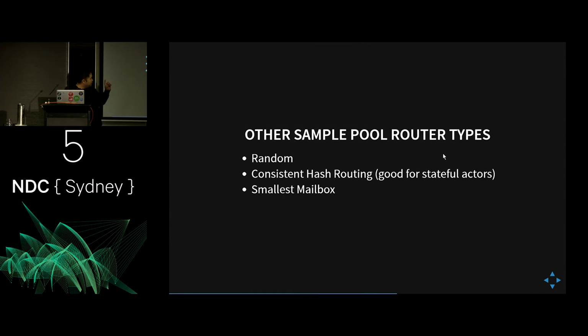So there's a few other pool router types, but this is more of an exercise for Google. There's random, which doesn't make much sense because we want to evenly distribute the load. There's consistent hash routing, which is more useful if you're going to go down the path of clustering. And then there's the small mailbox, which is just trying to route the messages to the actor with the least amount of activity.